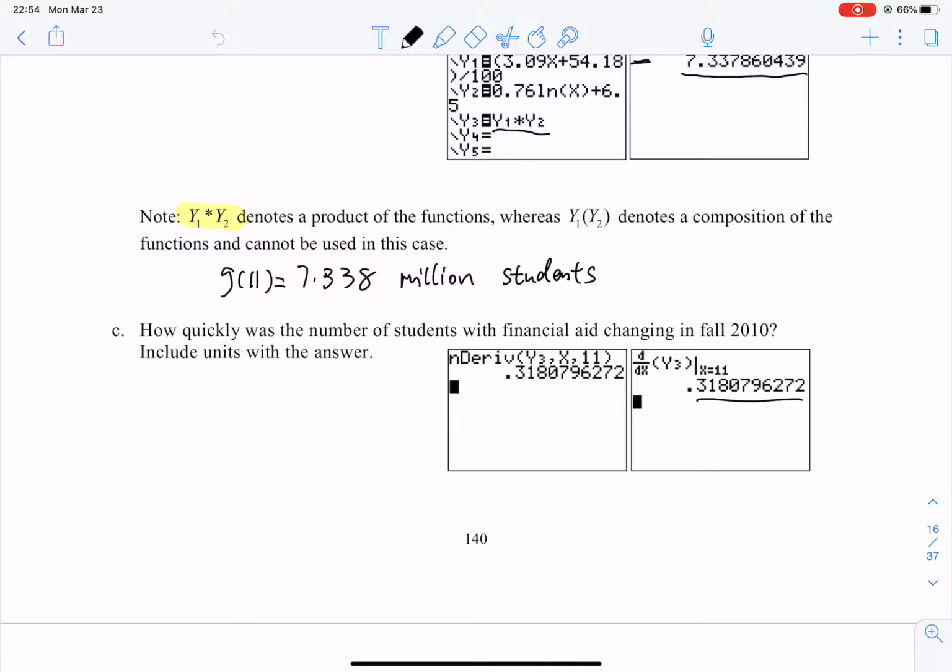And the next one, what about the next question? How quickly? How quickly just means the derivative. What is the same thing? What is g prime of 11? So for this one, you can see here. Now in the calculator, our y3 is just g of x. So next question, what is the g prime of 11? That means what is y3 prime of 11 in the calculator?